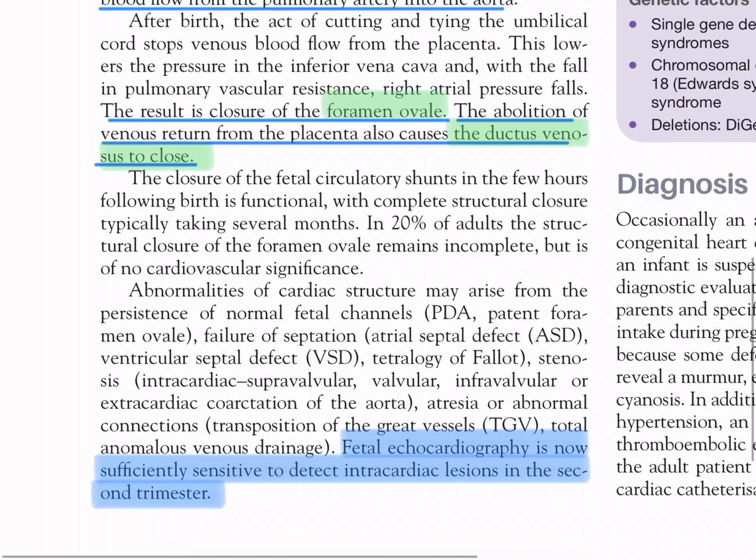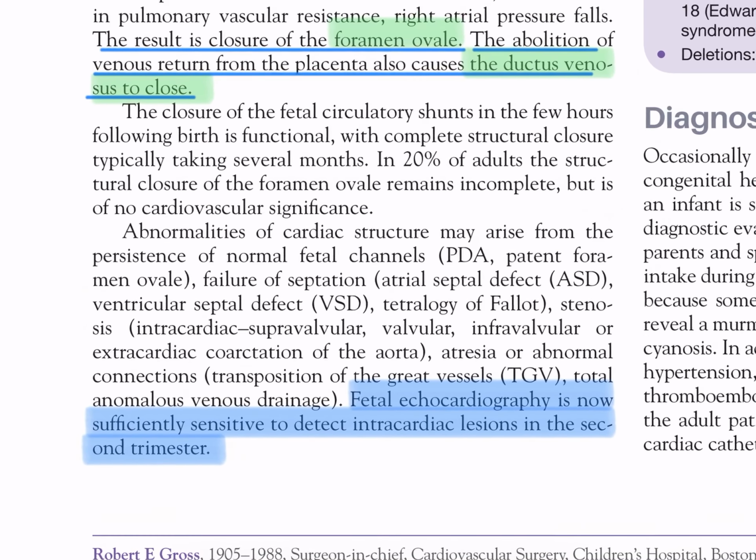The closure of the fetal circulatory shunts in the few hours following birth is functional, with complete structural closure typically taking several months. In 20% of adults, the structural closure of the foramen ovale remains incomplete, but is of no cardiovascular significance.